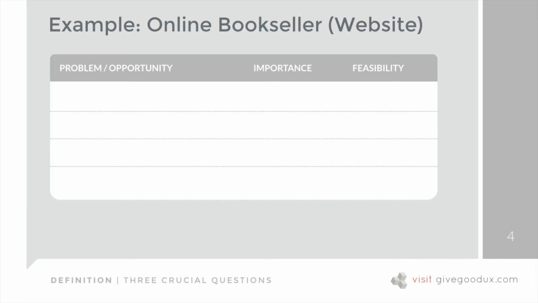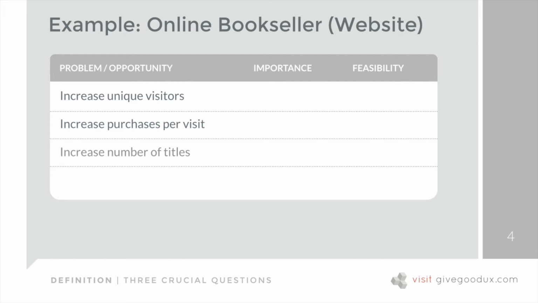So let's say if we want to do more business, if we want to increase sales, we have some options. We can increase the number of unique visitors to the website, the volume of how many people are coming. We can increase the number of purchases per visit. Makes sense. If we can get someone to buy 5 or 6 things instead of 1 or 2 things, obviously that's a plus. We can increase the number of titles we carry. Maybe we don't have a wide enough selection. Maybe people aren't finding the books on the subjects that they care most about.